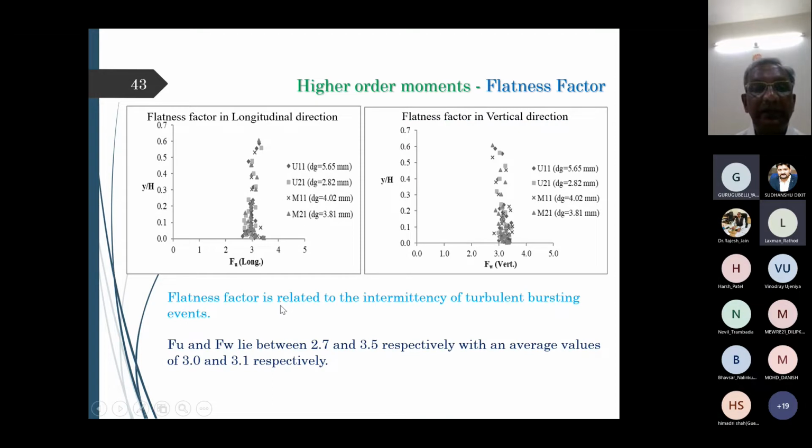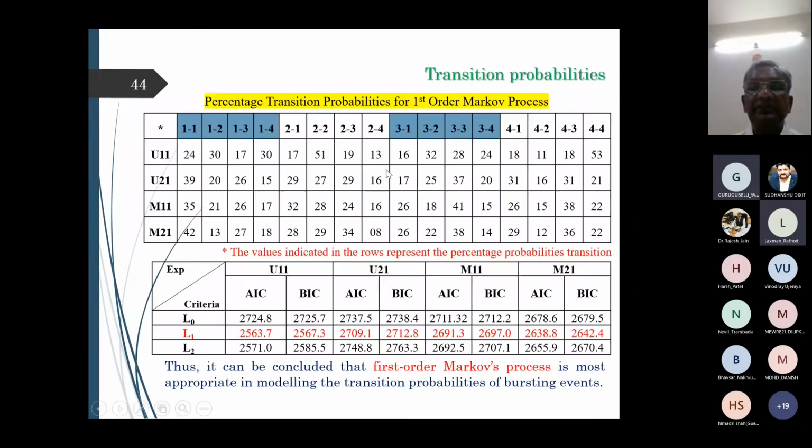Flatness factor. The flatness factor is related to the intermittency of turbulent bursting events. FW lies between 2.7 and 10.5, while the entire values are lying between 2.7 to 3.5. This complete range is defined. These are the transition probabilities, and that complete analysis is there.